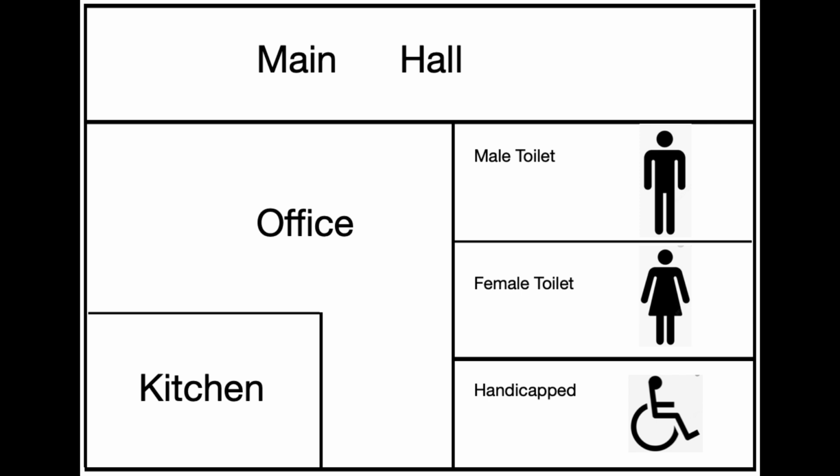You can see from this graph that there is a toilet for the handicapped, which is in the bottom right corner with a sign of wheelchair. You can see from this graph that there is a kitchen in the bottom left corner and an office in the middle of the plan. In conclusion, this graph is very informative.